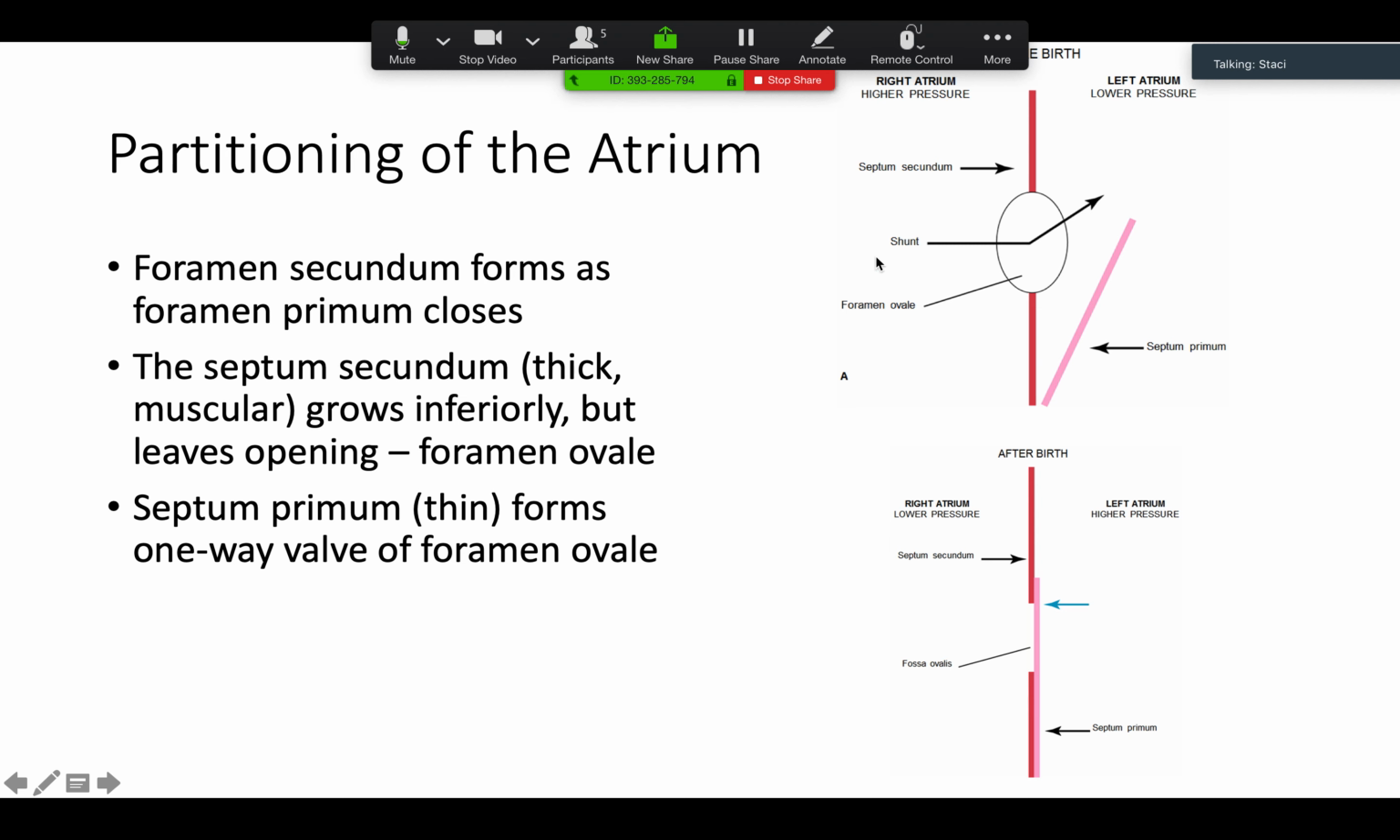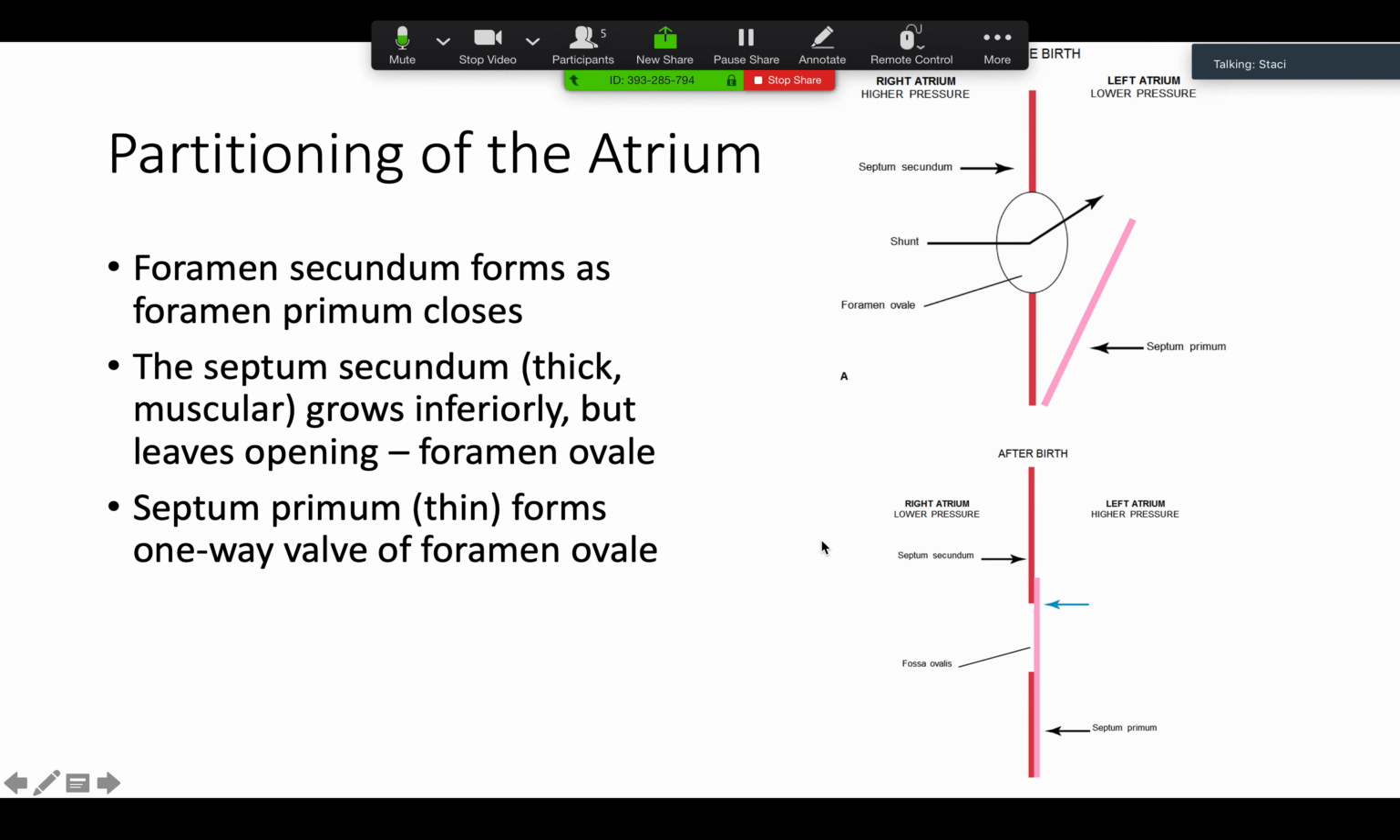So we want that because the pressure hasn't built up, you know, we're still getting oxygenated blood from mom. There's no lungs in the baby that can, you know, breathe. So all the oxygenation comes from mom. So that's why we've got that foramen ovale.